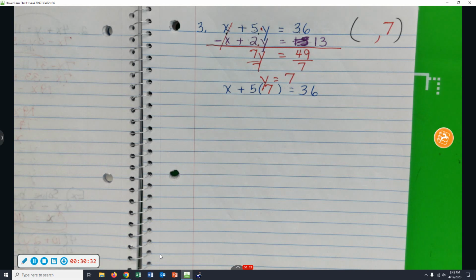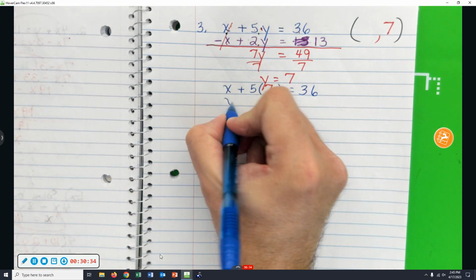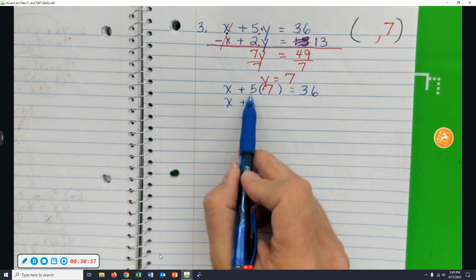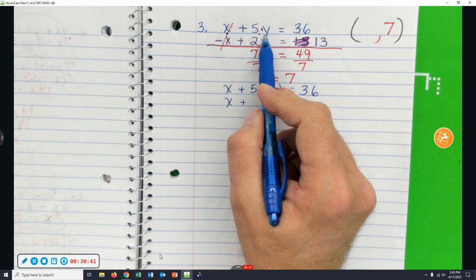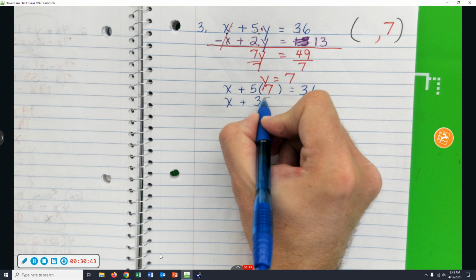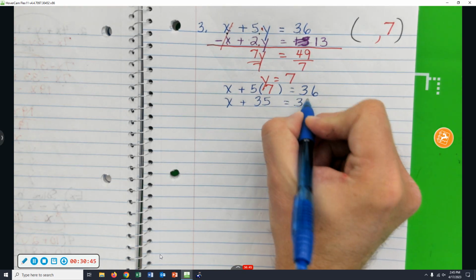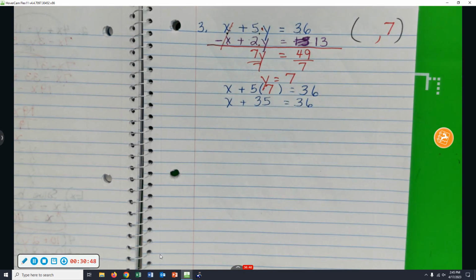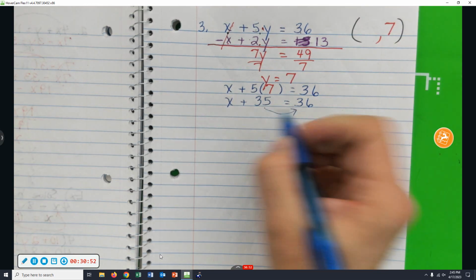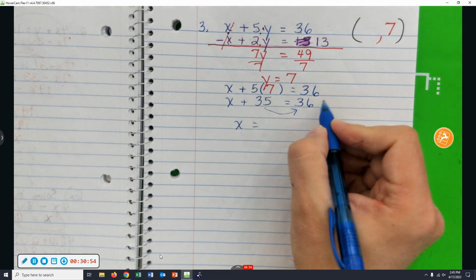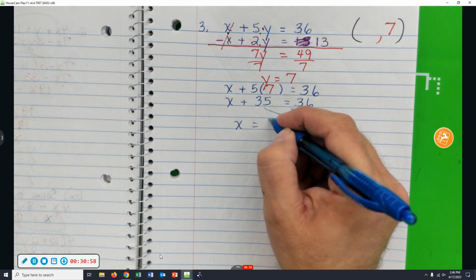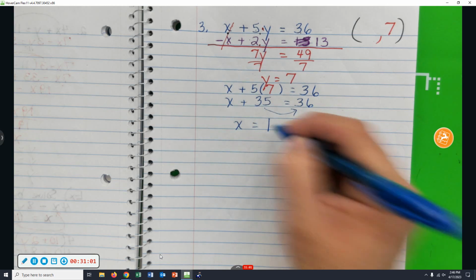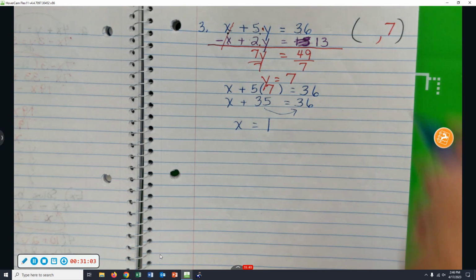5y equals 29. x plus, wait, 5 times y is 35. And then what do I do to get the x by itself? Subtract the 35, so we're going to get x equals 36 minus 35. Is that a 1? So I'm getting 1?